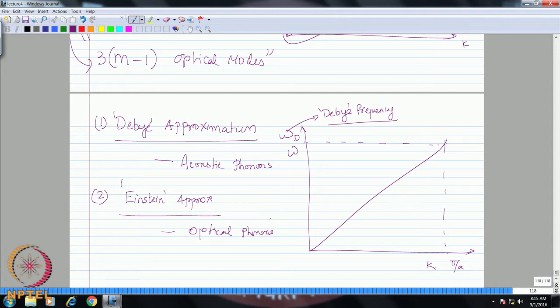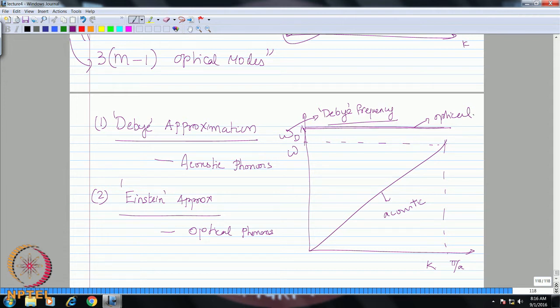And how would that be? If you are plotting, continuing this in the vertical line, you will just end up approximating the optical phonons with just a horizontal line. So, this will be your dispersion for acoustic, and this is for your optical phonons.